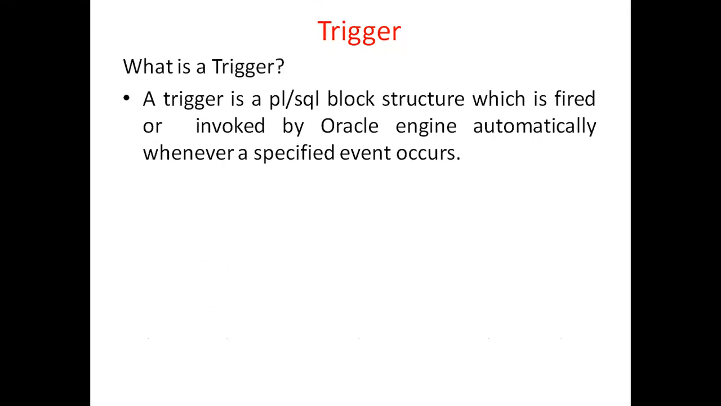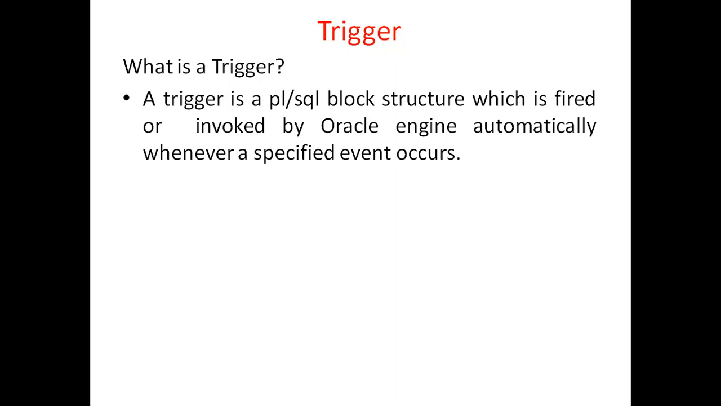So what is a trigger? It is a block structure, a PLSQL block, which is fired. Fired here is nothing but executed or invoked. Who is invoking this trigger? The Oracle engine invokes the trigger when the specified event occurs. Suppose you say that if event E1 occurs, then fire trigger T1. If event E2 occurs, fire trigger T2. Like this, for every small event, you can set a trigger. When that particular event occurs, this trigger program gets executed.